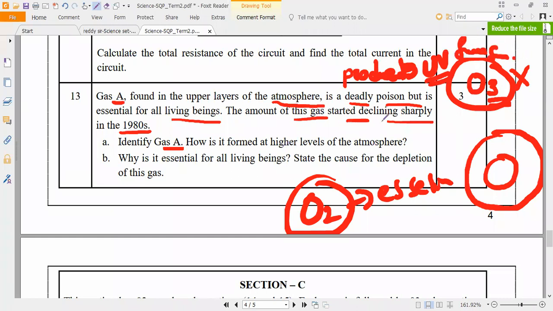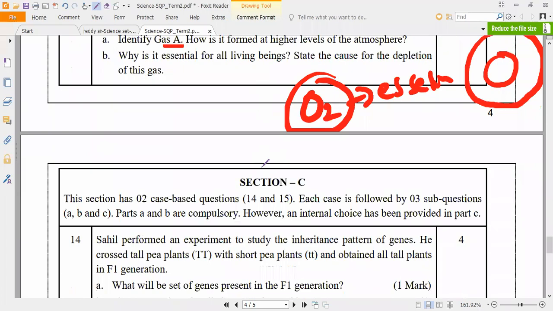So the amount of gas started declining sharply in the 1980s. So identify the gas A. What is that gas A, guys? Please respond. What is the gas A? Ozone. Understand? Ozone. So ozone at the higher levels of the atmosphere, how is it forming, guys? Oxygen is converted, first by using ultraviolet rays, UV rays, into O plus O.